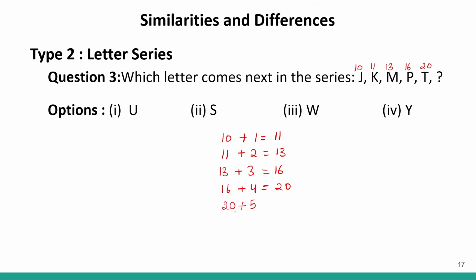So if from 20 I'll move 5 positions ahead, I'll get the 25th position. So 25th position clearly belongs to Y, which is option number 4. So the correct answer to this question will be option number 4, Y.